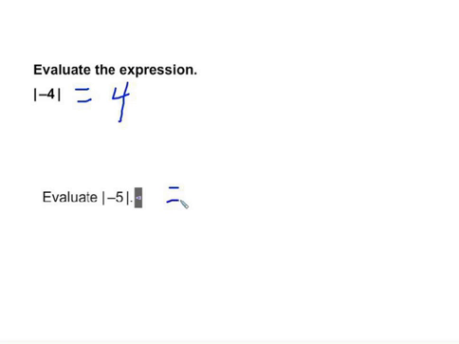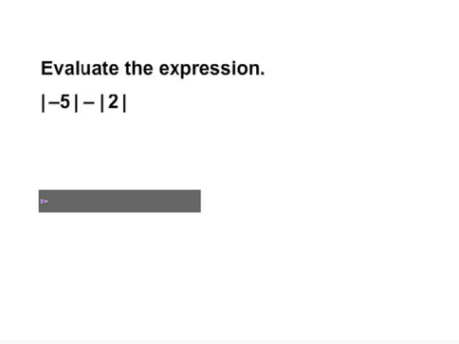So let's calculate some absolute values. The absolute value of negative 4 would be, yep, that's right, it would be positive 4 because it's 4 units away from 0 on the number line. And the absolute value of negative 5, as we just solved, that would also be positive 5.